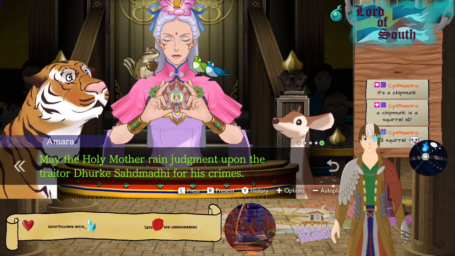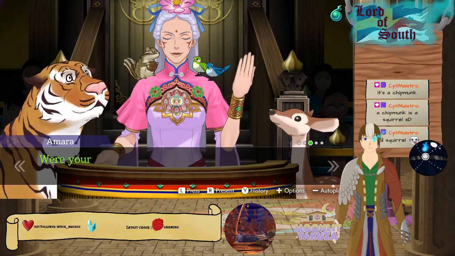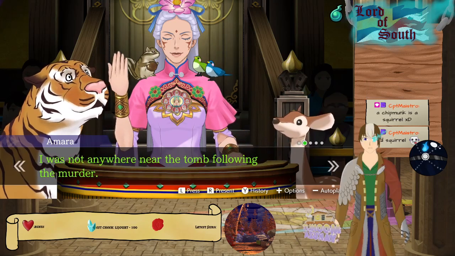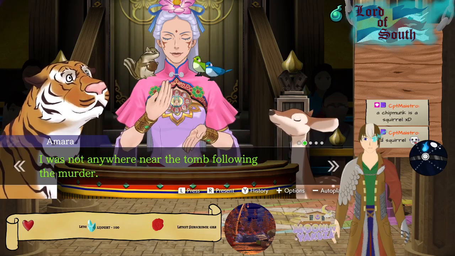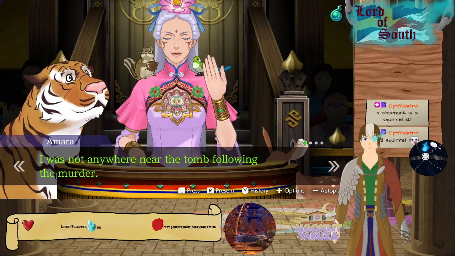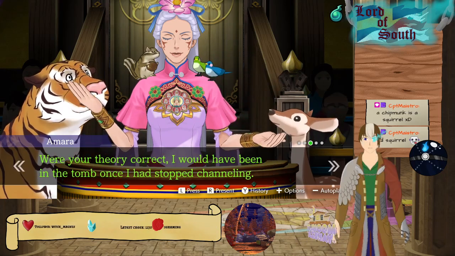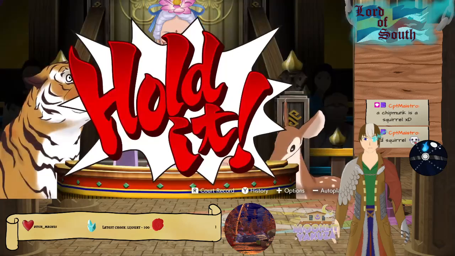Okay, so the first and last of them mean shit. I would say the only thing that means anything is this thing. Sure, this kind of means something as well, but I cannot really contradict it if I was not near the tomb following the murder. I can somehow contradict, though, that she could have been there. Press.